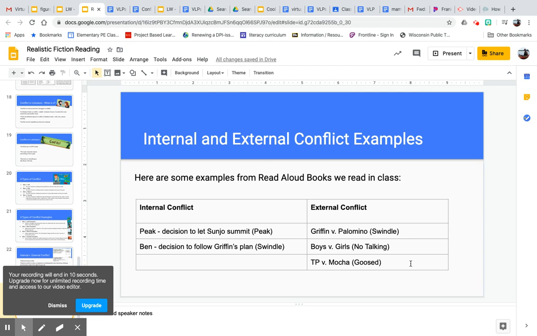So think about the conflict that exists in your book, internal and external, and make a chart like this in your notebook and start recording it.